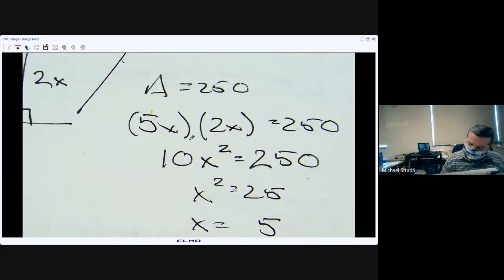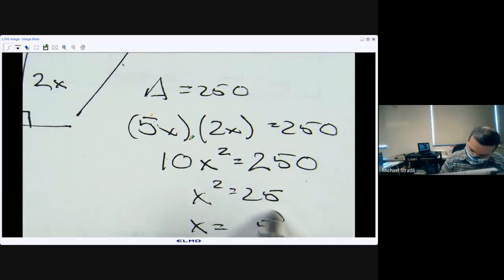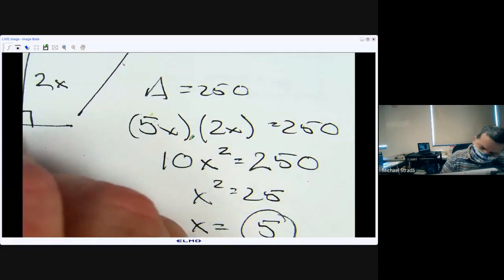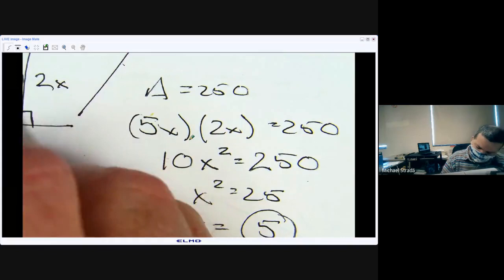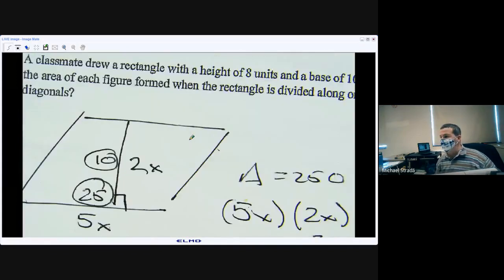Now, why is it not negative 5? If I plug it back in, what kind of dimensions do I get? Negative, so I don't need the negative. So x is 5. And then when I plug it back in, what's 5 times 5? 2 times 5. 25 times 10 is 200. So I'm good to go.